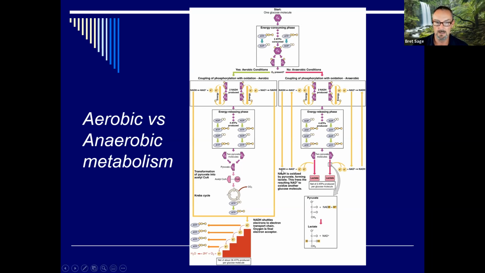Please keep that in mind. On the left side shows what happens if we have plenty of oxygen. So this is aerobic on the left, anaerobic on the right. If you have plenty of oxygen, you do this. If you are sprinting, don't have enough oxygen, you do this. Okay, so this is in your book.